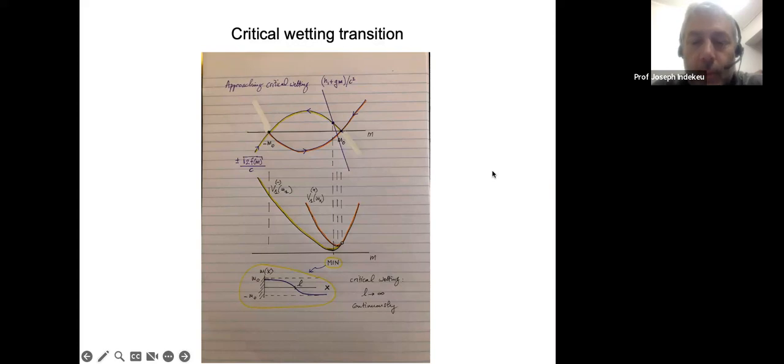And there is, for example, the wetting layer thickness that is diverging in this process. And so there is a gradual, say, continuous evolution of the wetting layer thickness towards its infinite value. And so that is called critical wetting. Critical wetting is actually one example of more generally what is called a continuous wetting transition.